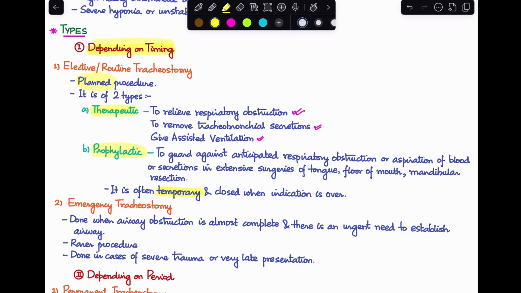Next is emergency tracheostomy. Now this is usually done when the airway obstruction is almost complete and there is a very urgent need to establish the airway to save the life of the patient. In those cases, we perform an emergency tracheostomy. Now, this is a much rarer procedure compared to the elective tracheostomy. We usually do these cases in case of very severe trauma or very late presentation of malignancies, maybe. So, that's our first classification on the type of tracheostomy.